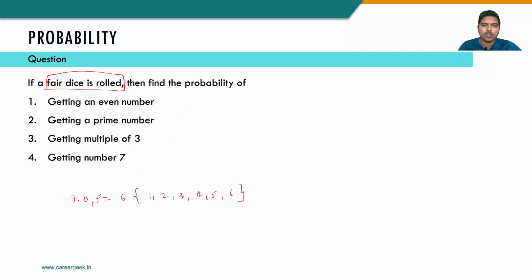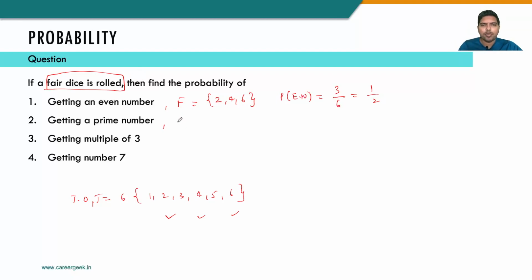So let's say total outcomes I denote by T and favorable by F. So out of this, how many are even? 2, 4 and 6. So probability of getting an even number when a fair dice is rolled is 3 out of 6 or 1 out of 2. Similarly, see, the event will change, but the total outcomes will be the same. When a dice is rolled, total outcomes are 6.